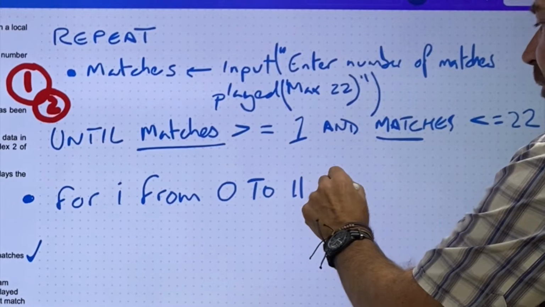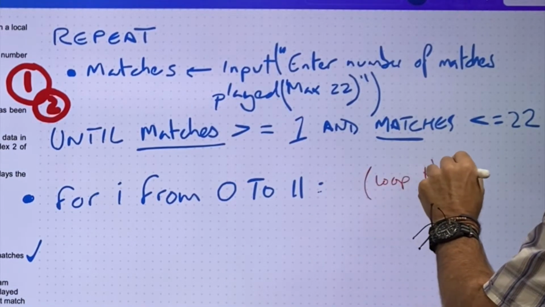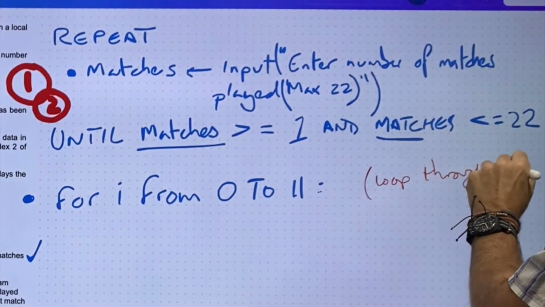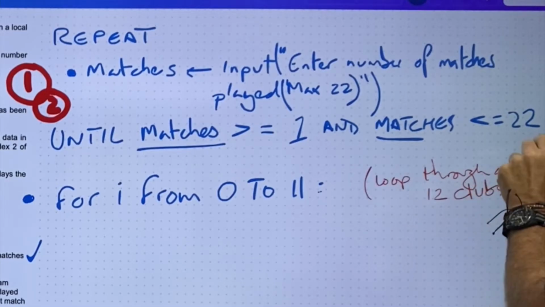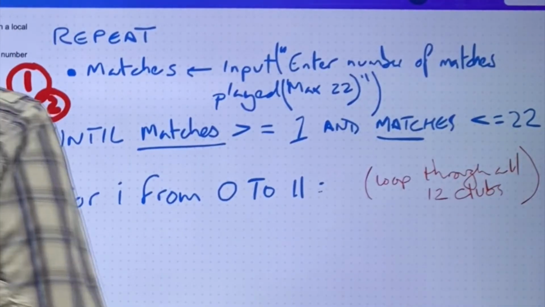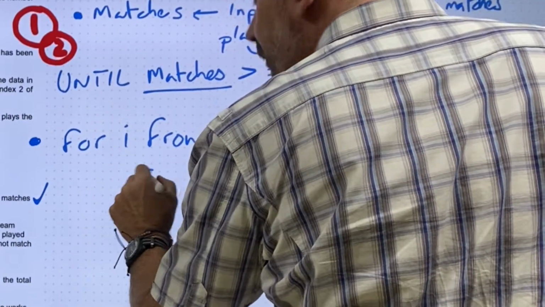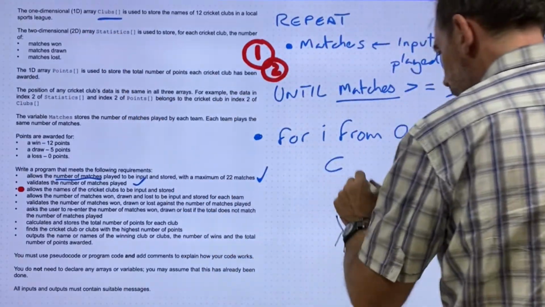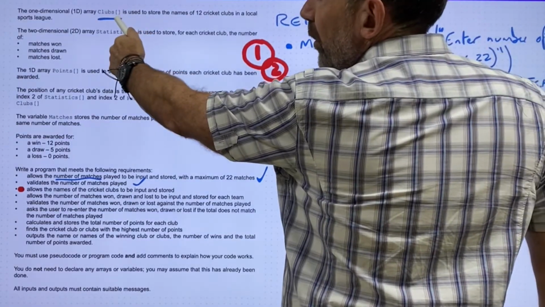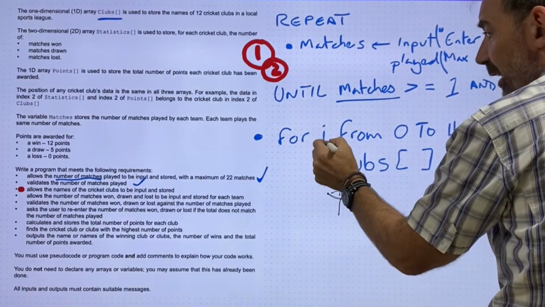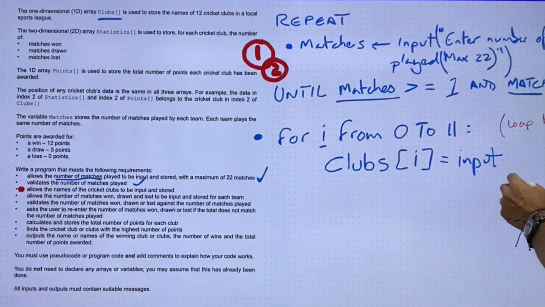I suppose I've got to comment this as well, haven't I? Loop through all 12 clubs. Not best pay in the world, that one. Back to this one. So for I from 0 to 11, clubs, I think it's what we called it, isn't it? Yeah, clubs. But then what am I going to do here? I'm going to use I as my index. Let's do it this way.